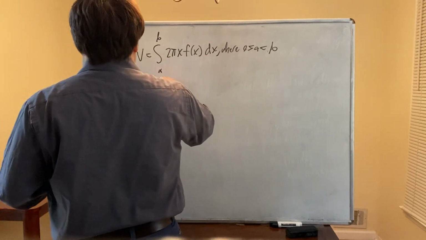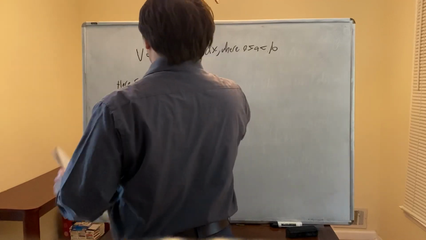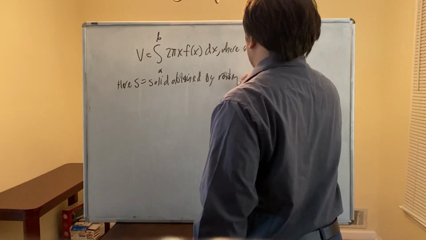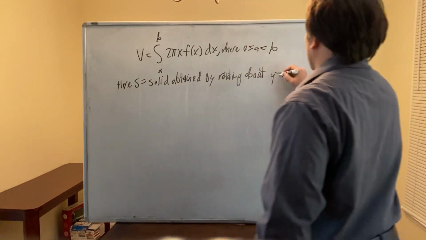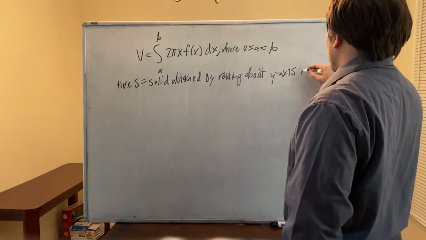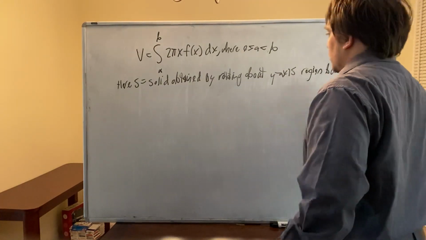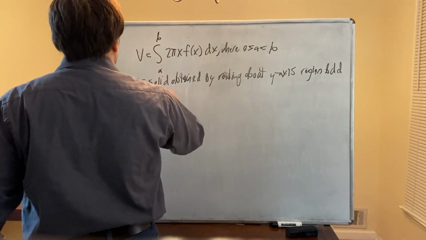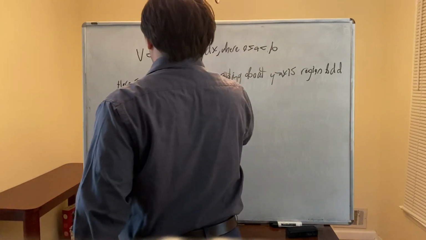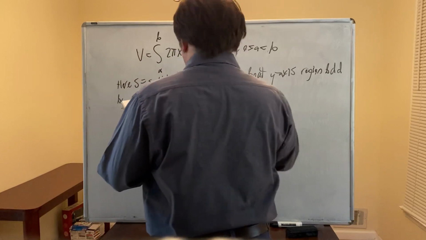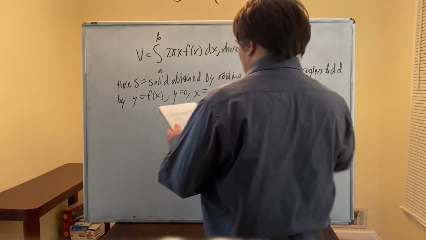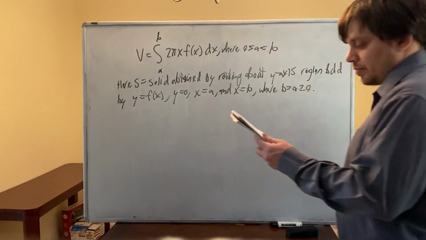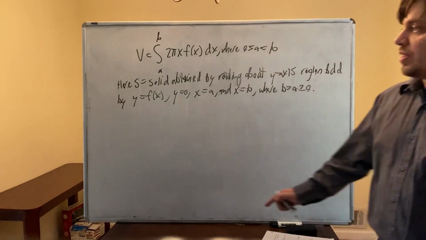Here, capital S is the solid obtained by rotating about the y-axis the region bounded by y equals f of x, y equals 0, x equals a, and x equals b, where b is greater than a, greater than or equal to 0. Capital V is the volume of that solid.